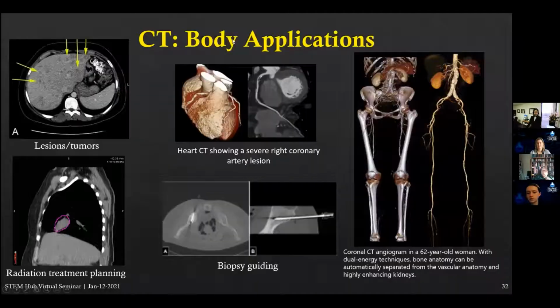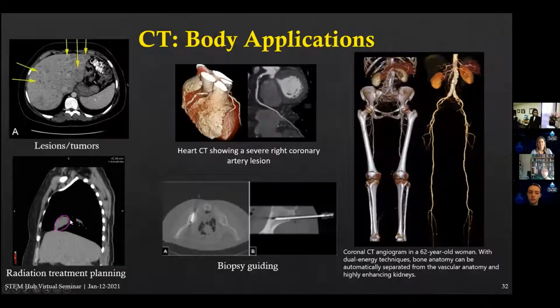And other body applications are for seeing if there are any lesions. So this is again the liver showing lesions, and this is a heart CT. And you can see there is a severe right coronary artery lesion here, which I think is evident on the 3D model. So you acquire all these 2D images and you can create a 3D model to see how it looks.